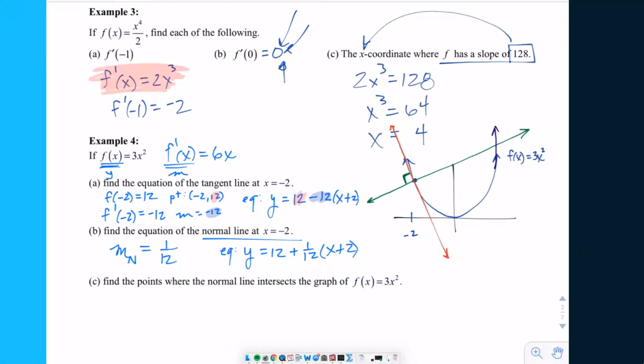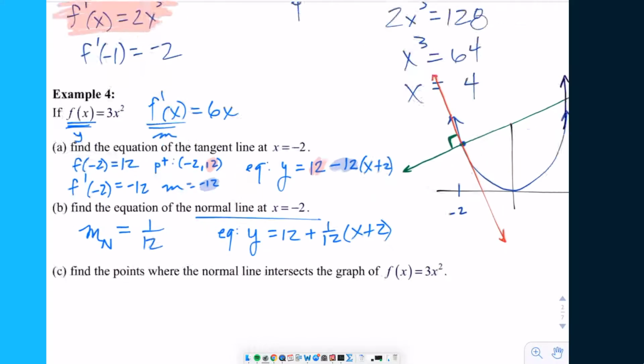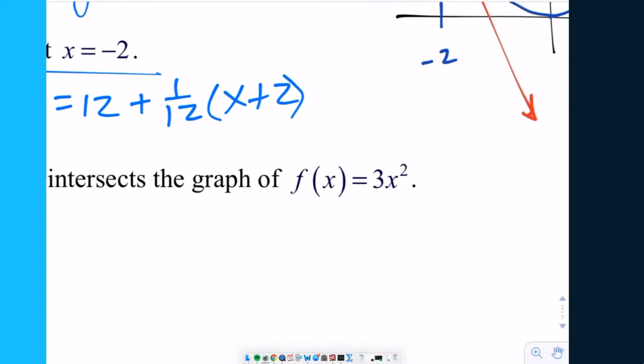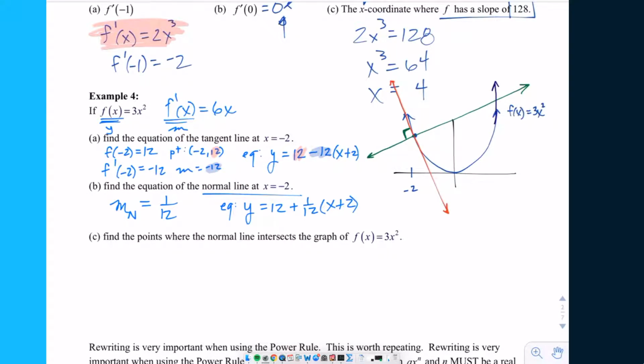So we've done all the requisite work that sets us up to answer this final question, which is: find the points where the normal line intersects the graph of 3x squared. I had y'all working on the problem, and I was drawing the picture over there, but let's just revisit it.